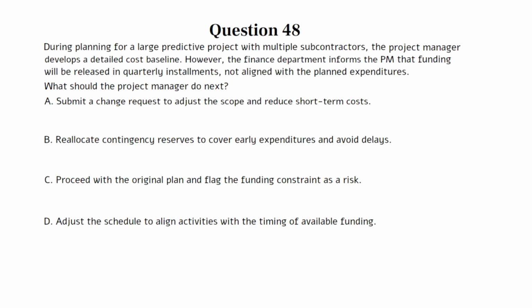A. Submit a change request to adjust the scope and reduce short-term costs. B. Reallocate contingency reserves to cover early expenditures and avoid delays. C. Proceed with the original plan and flag the funding constraint as a risk. D. Adjust the schedule to align activities with the timing of available funding. You can pause the video here if you need more time to work on the question.